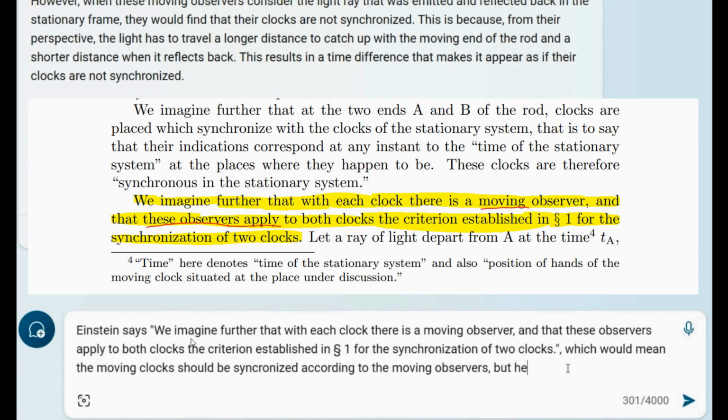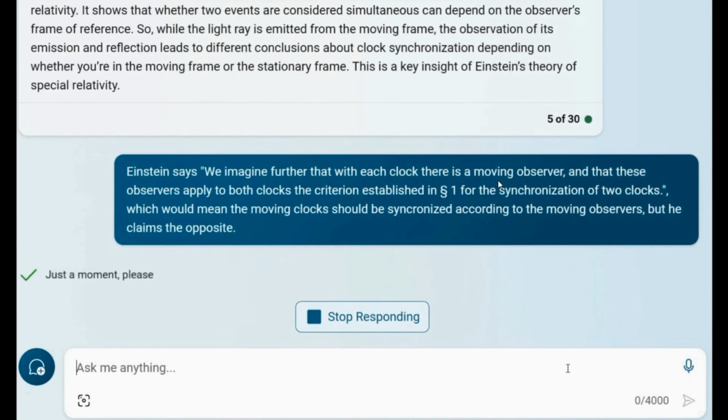Okay, let's see if we can get the AI straightened out a bit, and we'll use this statement from Einstein's paper. Now what this says is that the moving observers are applying the clock synchronization while moving with the rod. But what that means is that the moving clocks should be synchronized according to the moving observers. But in the paper, Einstein claims the opposite.